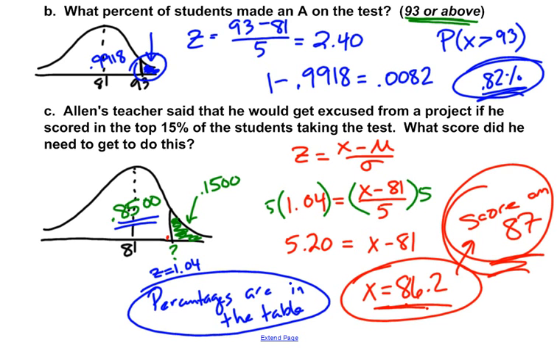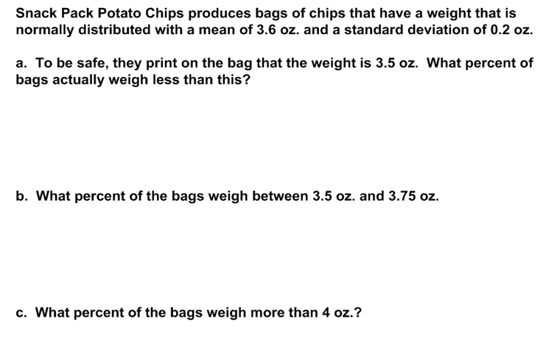Okay, let's take another example and look at that. The Snack Pack Potato Chips Company produces bags of chips that have a weight that is normally distributed with a mean of 3.6 ounces and a standard deviation of 0.2 ounces. So little bags of chips. When you buy a little bag of chips like that, you'll read on the package, at the very bottom in the small print, what the weight of that package is. To be safe, on their bags, they print that the weight is 3.5, even though there is a mean of 3.6, and there's a standard deviation of 0.2.